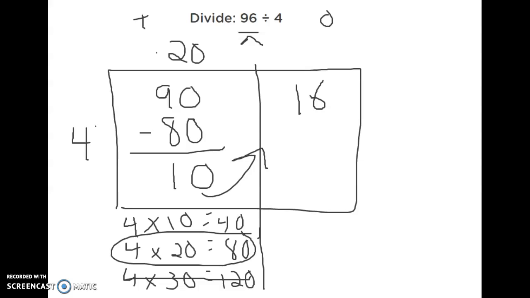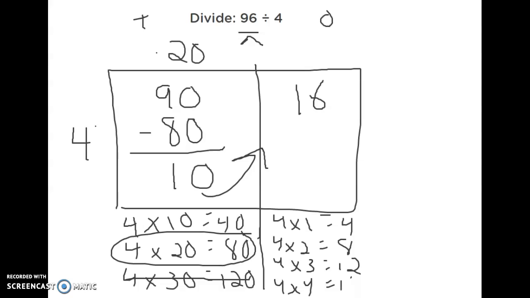I'm in my ones place, so I'm going to multiply 4 by ones until I get 16 or as close to 16 as I can without going over. So 4 times 1 equals 4. 4 times 2 equals 8. 4 times 3 equals 12. 4 times 4 equals 16. I got exactly 16, so I know that that's the answer I'm going to go with.